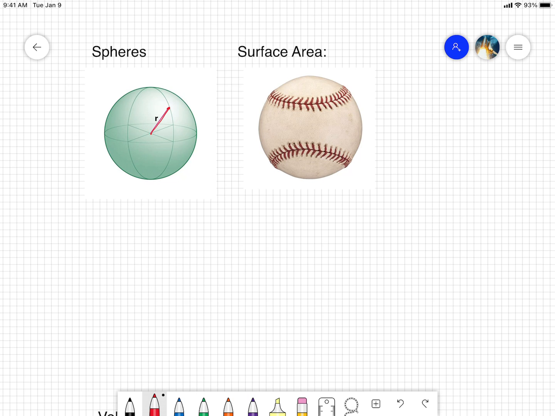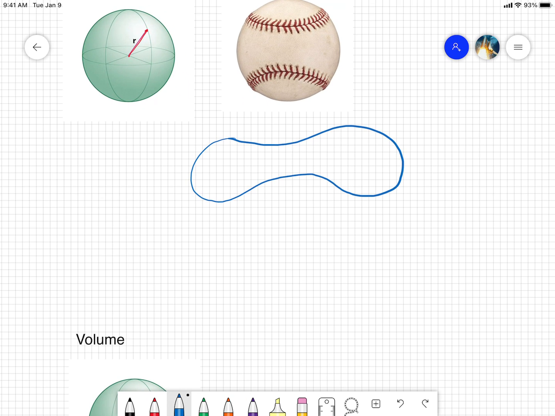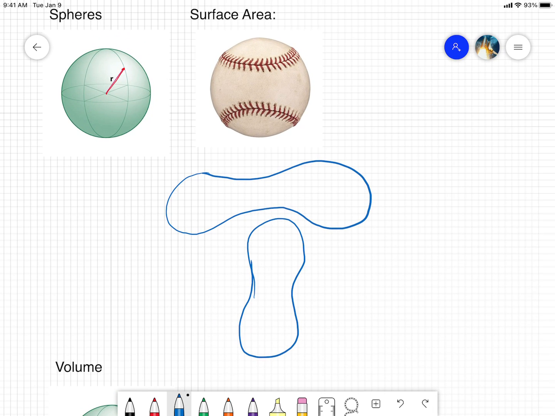It's made up of two leather patches. They kind of look, I guess you could say, saddle-shaped. So if I unraveled this baseball, what it would look like. And again, this is a horrible drawing. That would be one piece, and then you'd still have the second piece. So it's made up of essentially two leather patches that look like this.